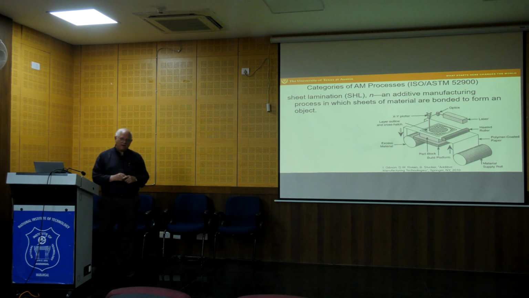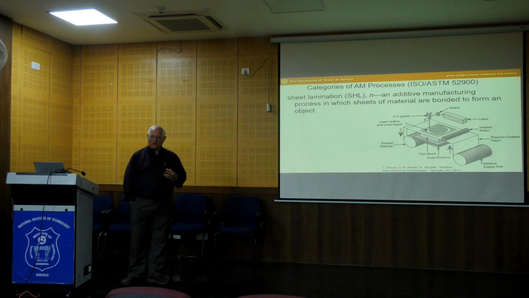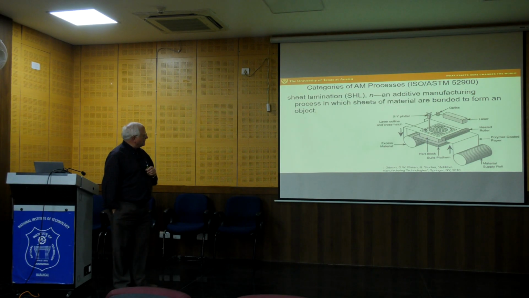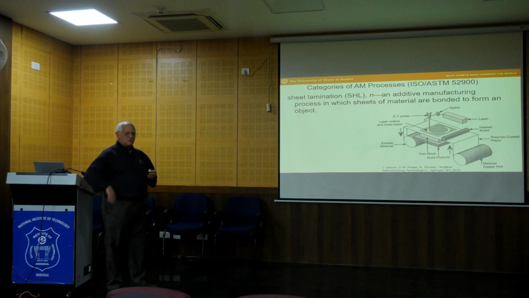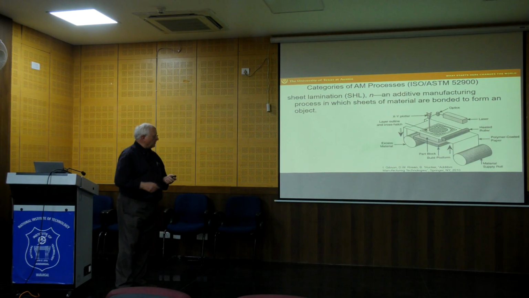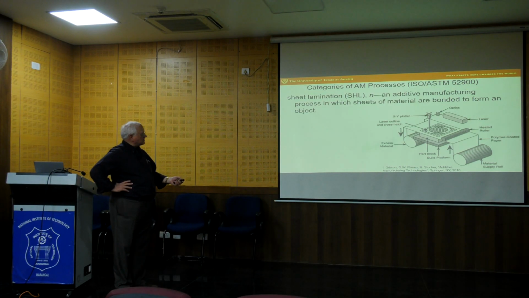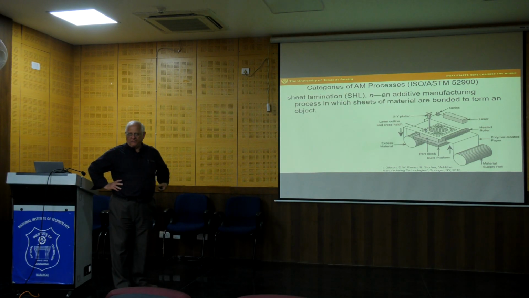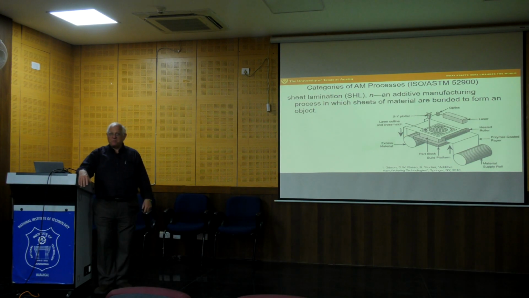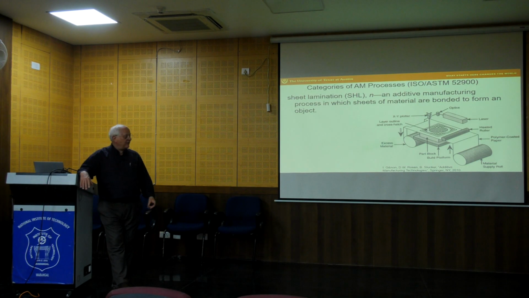Okay, sheet lamination. This is an old process, as we know from the earlier lecture, but this is a technology where we take sheets of material and bind them together to form an object. So we see here the main aspects. In this case, this is based on an old machine by a company called Helisys that used a laser.